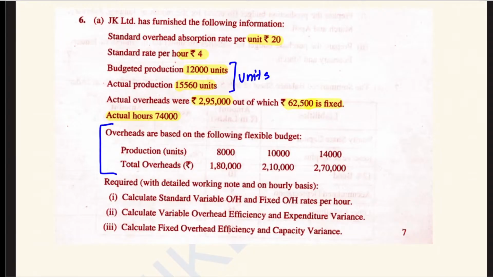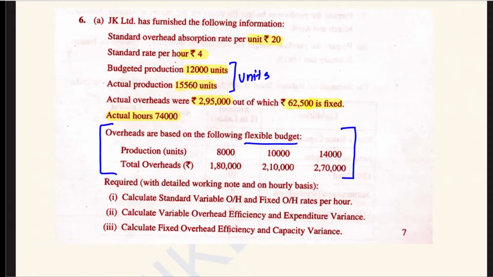This is the table. What is given? Overheads are based on the following flexible budget. So here at this point, you should be clear about what is flexible budget. In paper 8 also you have solved some flexible budget. If production is so many units at 50% capacity, what will be the production at 80% capacity? Like this. So this is the behavior of flexible budget, which has both fixed and variable components.